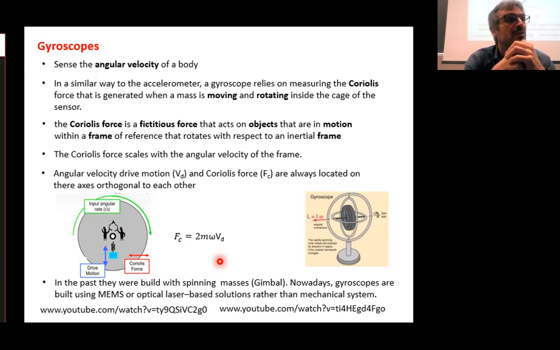What happens, due to the conservation of angular momentum, is that if you don't have any external torque, there is no change in the angular momentum. This means that the axis of rotation is not affected, and the wheel keeps rotating about the same axis. But if you move the outer cage, there will be a relative motion with respect to the rotating wheel, so you can measure the angular velocity on the free axis, for example with a potentiometer. But as with accelerometers, gyroscopes are now implemented with MEMS and with optical laser-based solutions. In the MicroStrain case we have MEMS, built on the electronic circuit itself. In the KVH case, we have an optical laser solution.